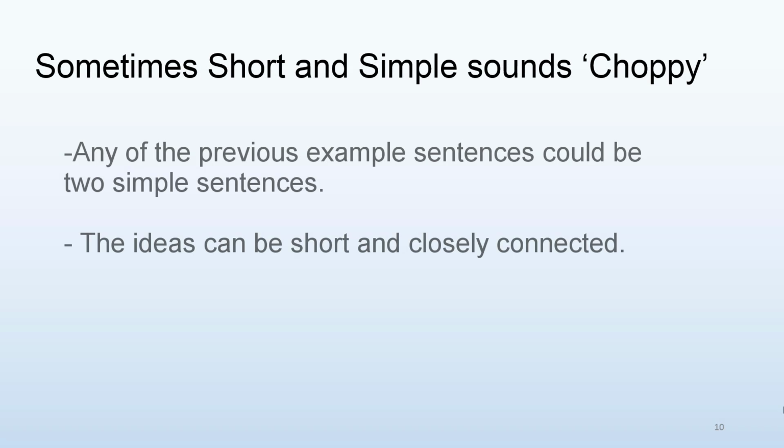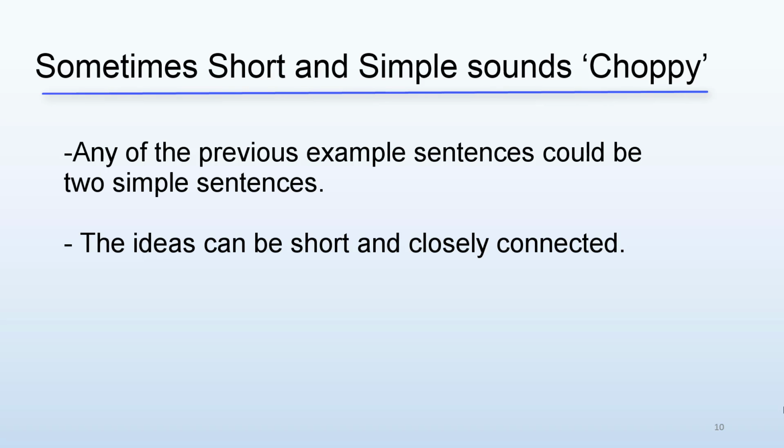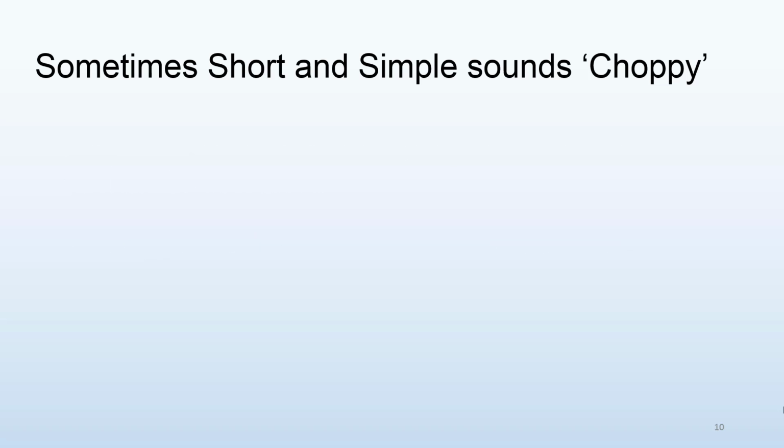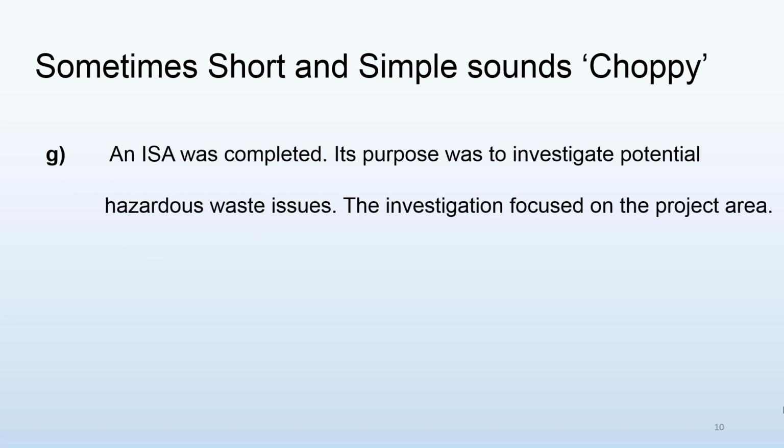It is important to note that for any of these examples, you could have two simple sentences where the ideas are short and closely connected, but too many short, simple sentences sound awkward or choppy. For example, an ISA was completed. Its purpose was to investigate potential hazardous waste issues. The investigation focused on the project area.